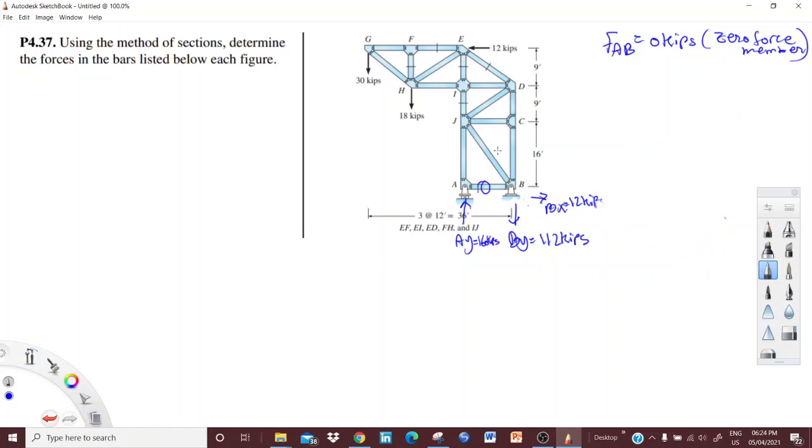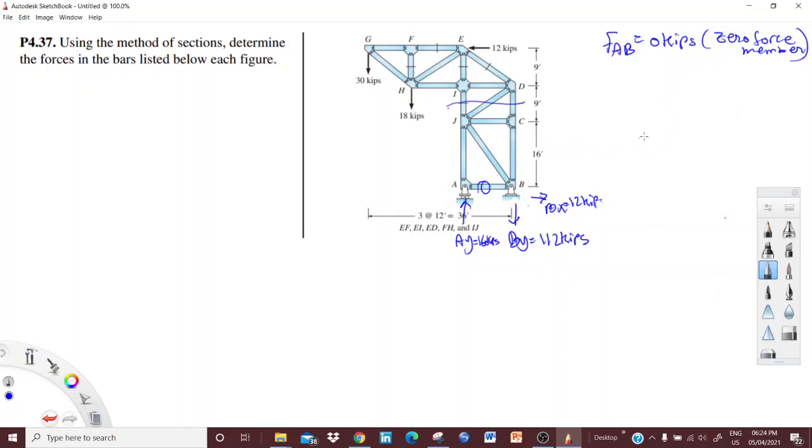Okay, so let's start by finding, let's do a cut. We can do a cut through three members. We can do a cut from here, or we can do a cut from this one. Okay, why not? Let's do a cut. So when we do a cut, okay.